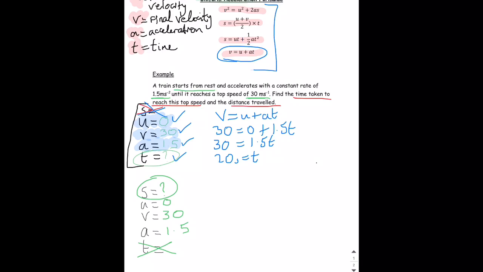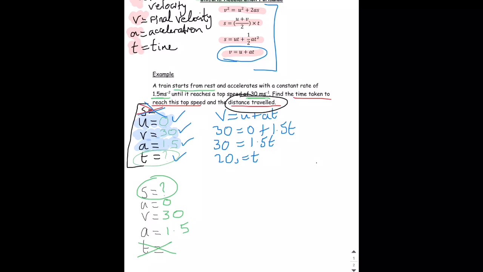Now, these formulae here have to be memorized basically, so make sure that you've noted them down and you've got them handy. Okay. So the second part then asks us for the distance travelled. So while it was accelerating, just in that period of time, how far did it travel?